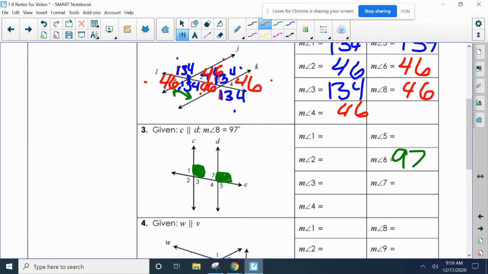All right. Those are my 97s. I know that 6 and 2 are both on the outside. 6 is on the top right, 2 is on the bottom right. So those are alternate exterior. So 2 is going to be a 97er.